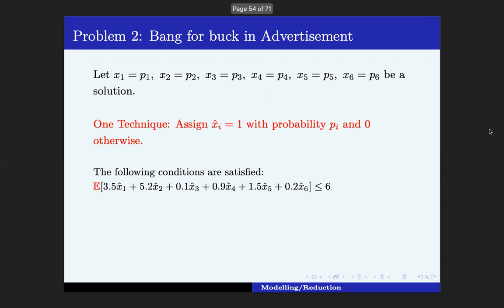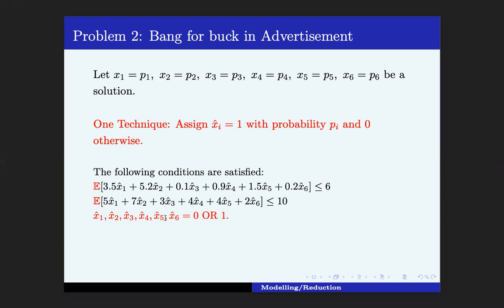Now, there are certain things that can be proved. Although we cannot say with high probability what happens, you can see that the expectation, and I will not go into these details at all, the way in which I have assigned it, on expectation, these values are satisfied. So the expected amount of money that I spend will be less than 6. The expected number of people that I need will be less than 10, and so on.